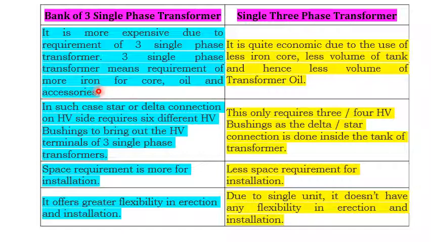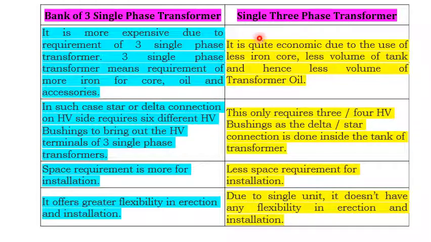Because a separate single phase transformer means we go for a bank of 3 single phase transformers, the iron requirement will be more for the core, the oil requirement will be more for each single phase transformer, and some other accessories requirement is also more.